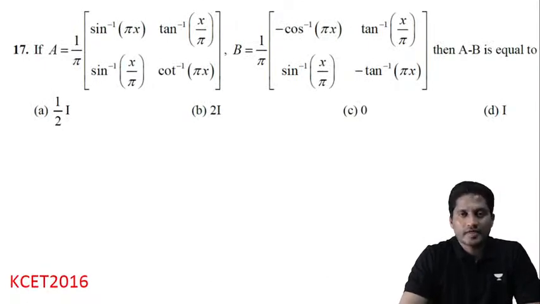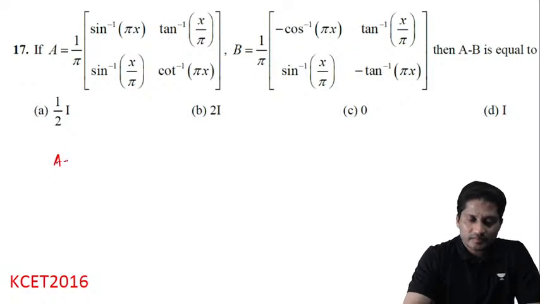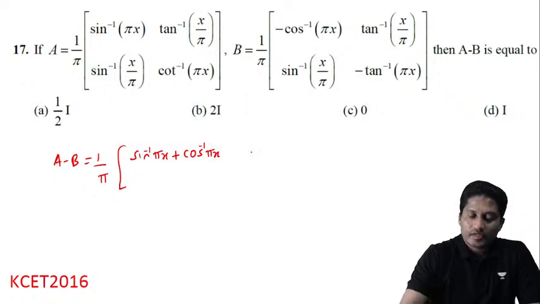Okay, we are supposed to find a minus b. This question is a standard problem of NCERT exemplar. To subtract a minus b, it is equal to 1 by pi, a constant. Now if you subtract, sin inverse of pi x, minus and minus is plus, we get cos inverse of pi x. Tan inverse of x by pi minus tan inverse of x by pi will be 0. Again, if you subtract, you will get cot inverse of pi x, minus and minus is plus, so this is tan inverse of pi x.